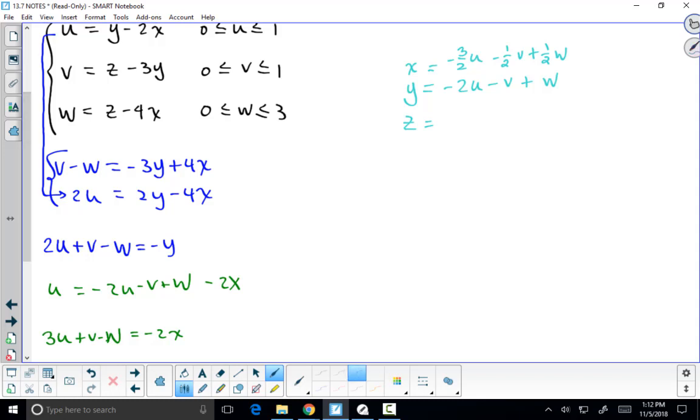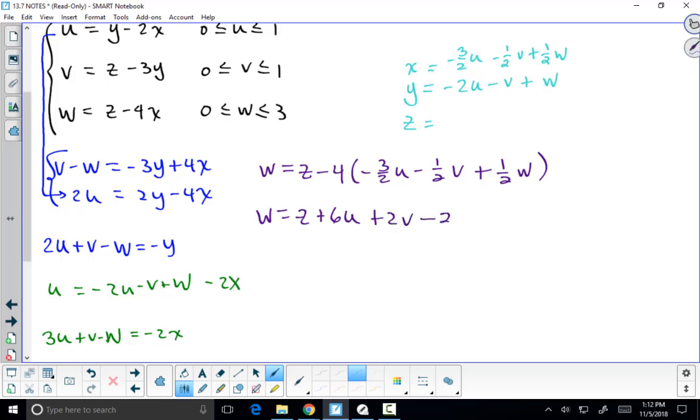So let's take the third equation here. We have w equals z minus 4x. So let's just multiply x by 4. So I'm going to multiply that one by 4, and that will allow us to get to z. So distribute the 4, and isolate z.